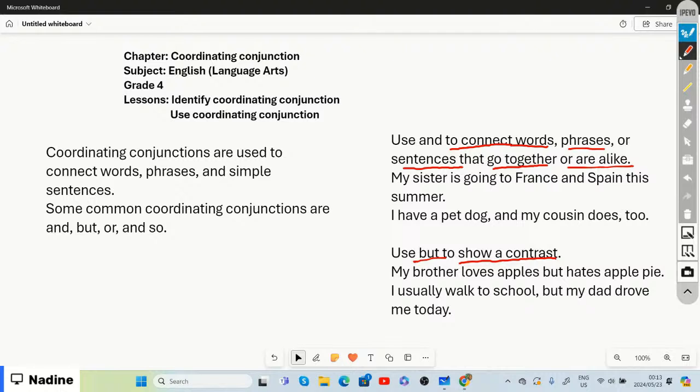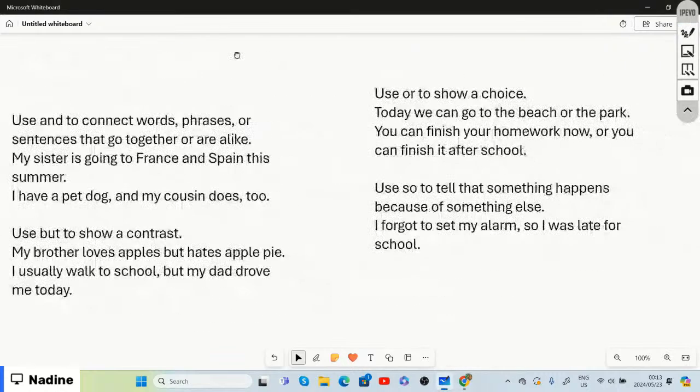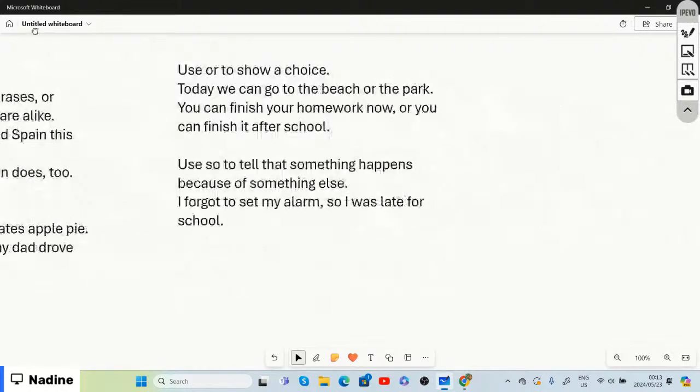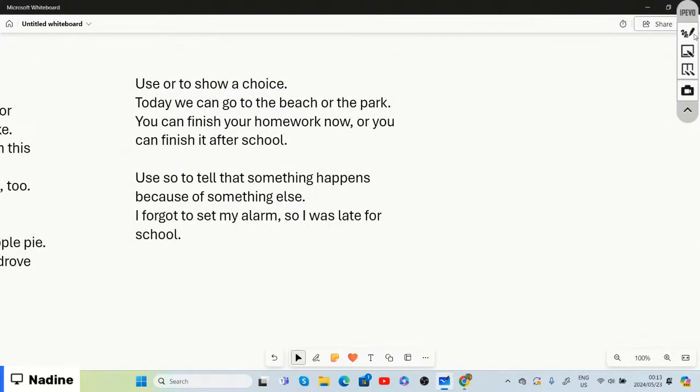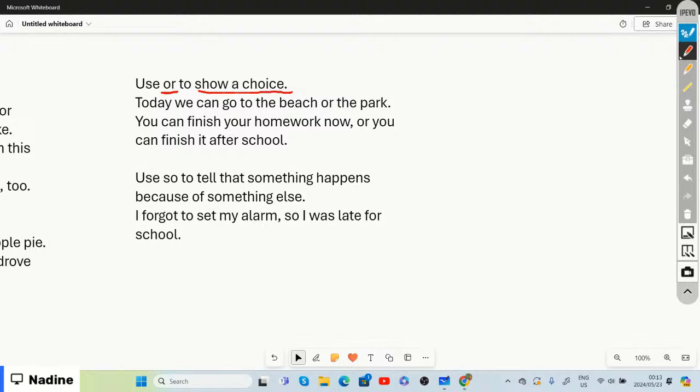All right. And then we also have the coordinating conjunction or. And we use the coordinating conjunction or to show a choice. It's either this or it's that. That is how we use the word or. Or is to show basically a choice.